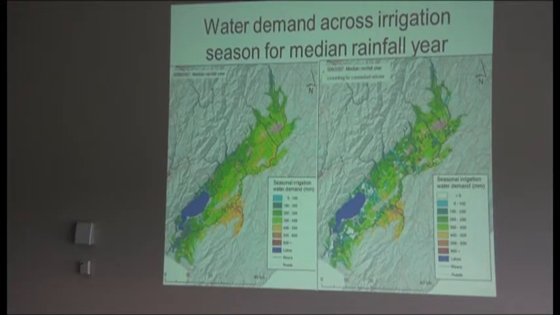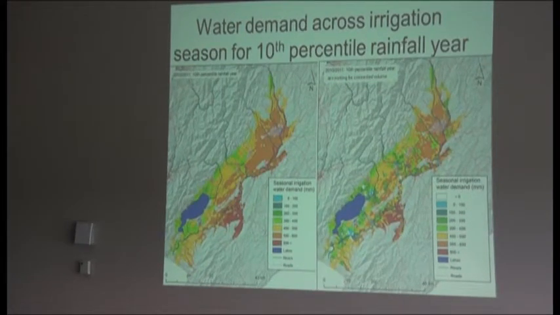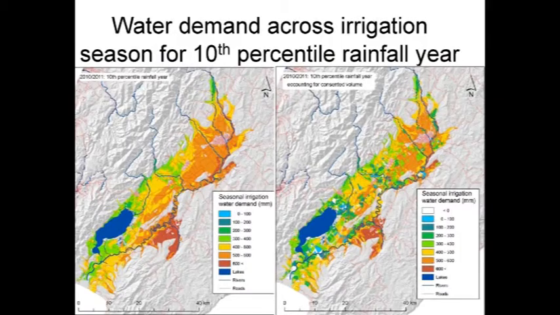It's even more interesting when you look at the 10th percentile rainfall year. So again, left-hand side, water demand, just taking into account the soil and the rainfall. Right-hand side, adding in that consented volume of irrigation. And you can see there's still considerable demand in that area.